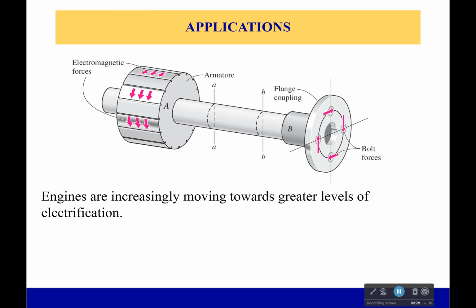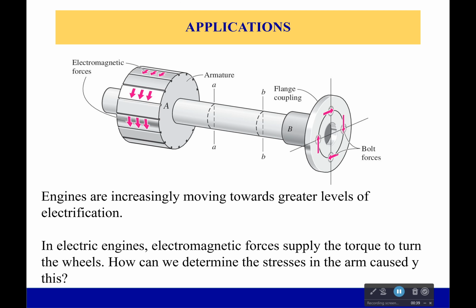So let's get into some applications today. First off, engines are increasingly moving towards greater levels of electrification. Now, these electric vehicles actually have higher torque than many traditional engines. As such, we have to worry, are the shafts going to be able to take this increased torque? What's going to happen to them? Because there's resistance from the road, and then we have the engine turning in the opposite direction. Will it be able to overcome the resistance? Will the material be okay? So we really need to figure out the stresses that are caused in that arm by this torque and understand what it's going to do to them.